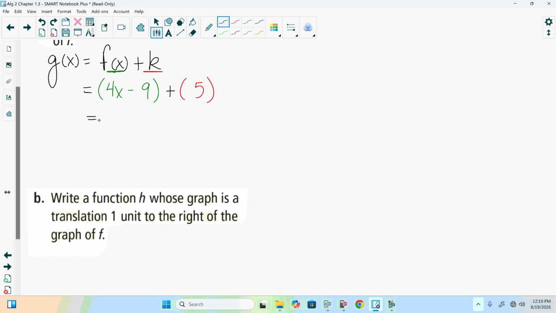Now again, I always make sure, especially as you'll see me write these, a lot of the times, like this here, we don't need the parentheses. However, it's better to put the parentheses and not need them than need them and not put them. Since there's nothing in front of the parentheses, we will still have just 4x minus 9 plus 5.